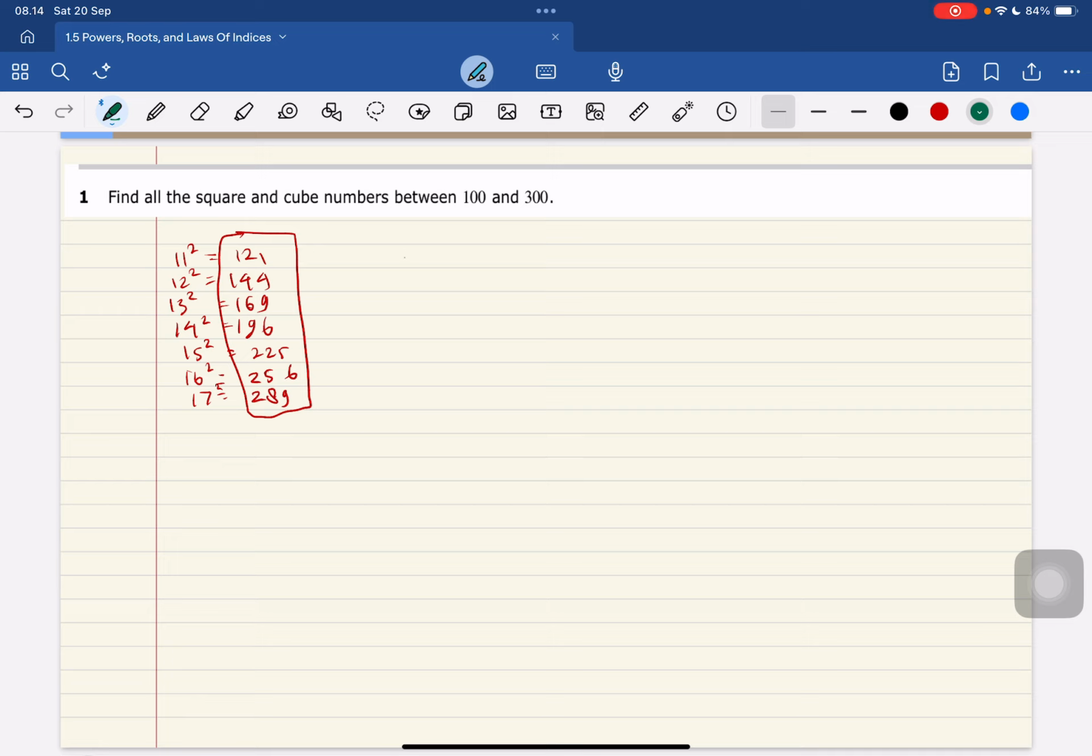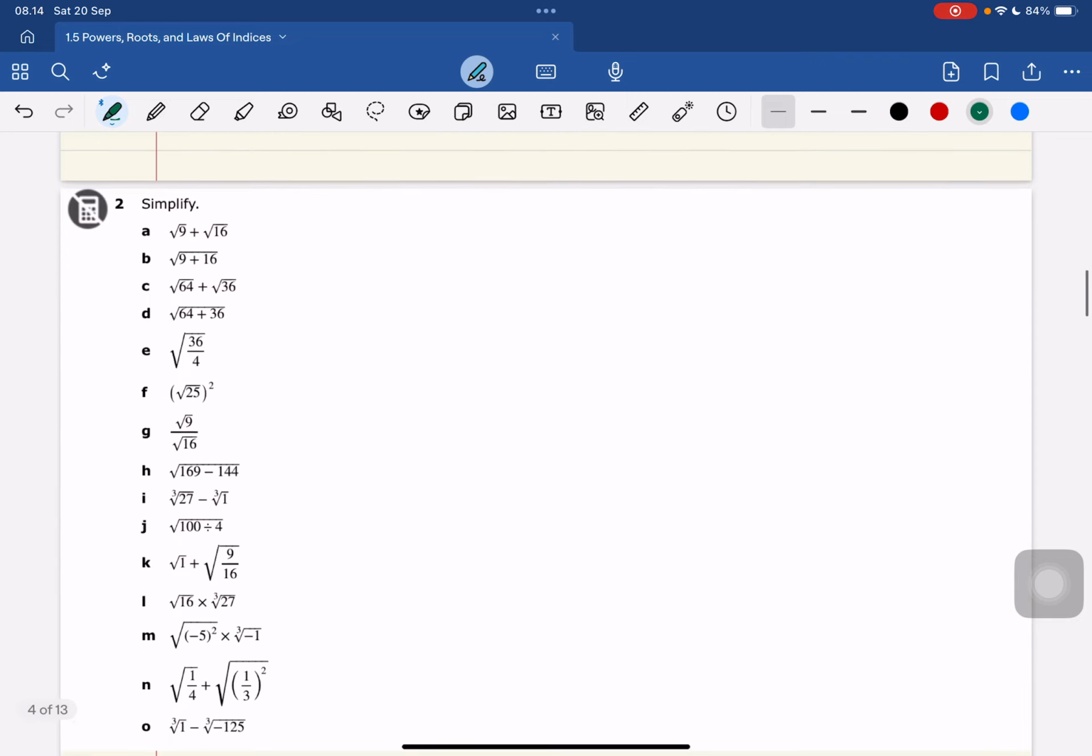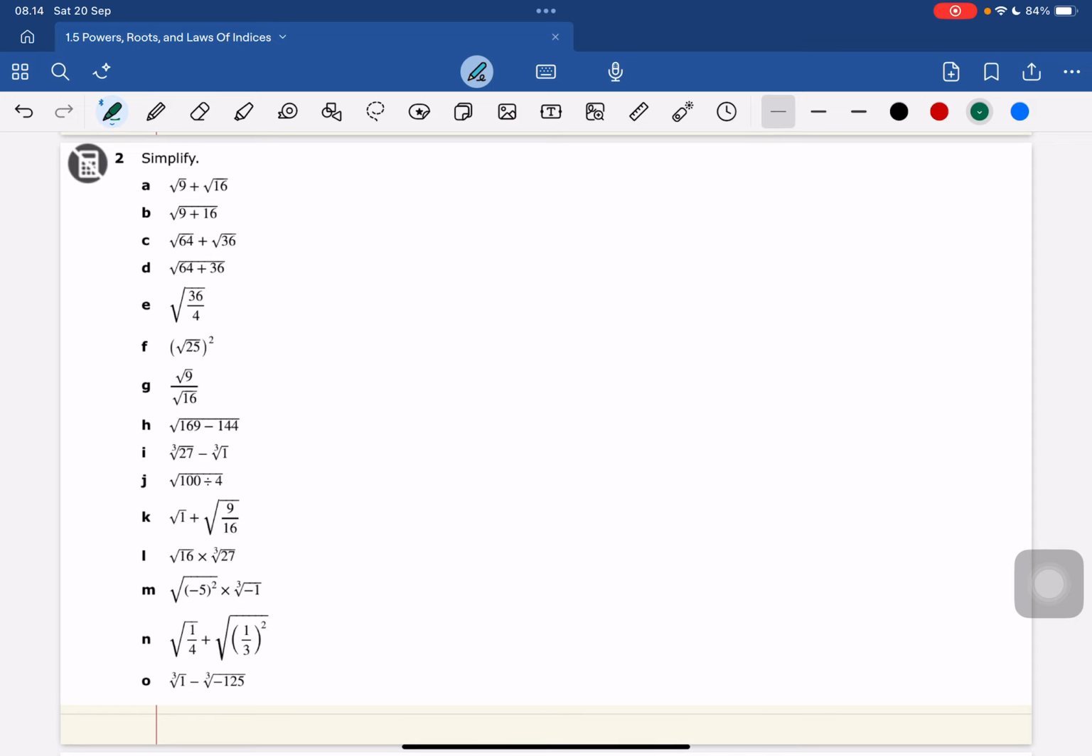After 100, I think let's try 4 cubed. It's gonna be 64. Okay, so this is not 4 cubed, it is 5 cubed, which is 125, and then 6 cubed is gonna be 216. Okay, so these are the cube numbers between 100 and 300. Because if we try 7 cubed, which is 7 times 7 times 7, this is gonna be 343. Okay, this is more than 300. So there it is.